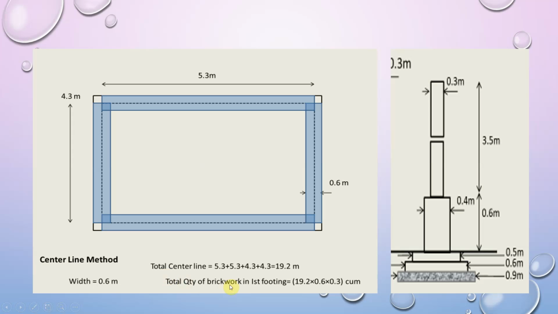Similarly, if we want to find out the quantity of brickwork in the first step of a footing, similar principles are applicable in this case also. Again in this problem the center line method is used, and therefore the total center line length for the first stage of footing will be 5.3 plus 5.3 plus 4.3 plus 4.3, that is 19.2. That means around the periphery of this plan, whatever center line lengths are shown are added together and we get the total center line length. This total center line length of the first stage of footing multiplied by the width of that stage, 0.6, and multiplied by its height 0.3, we will get the total quantity of brickwork in the first footing by the center line method.